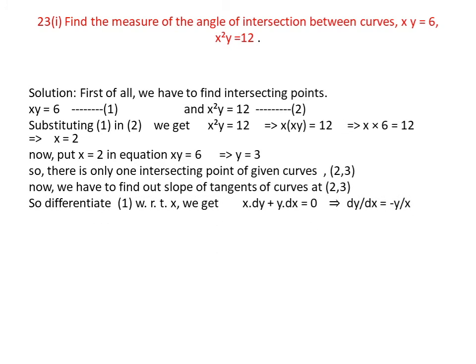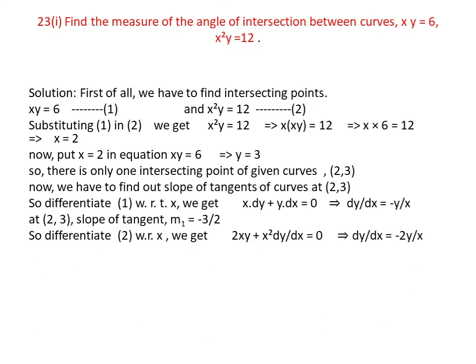Now again, if the two curves are intersecting, that means the point of intersection is given to you, the slopes have to be calculated at that particular point, and these lines are cutting each other at some angle. So when I differentiate the first curve, that is xy equals 6, I get dy by dx as minus y by x, and the point of intersection has been given to me as (2, 3), which I've already calculated in step 1. So now dy by dx, or the slope of this first curve, comes out to be minus 3 by 2.